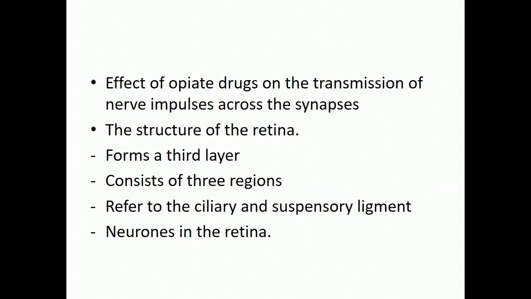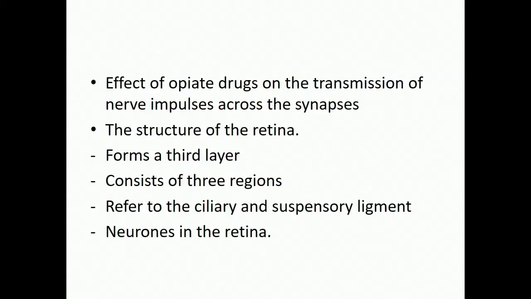We look at the effect of opiate drugs on the transmission of nerve impulses across the synapses. What are opiate drugs? Opiate drugs are drugs that slow down the transmission of nerve impulses and make you numb. These drugs can be used, for example, in surgery, or when the doctor wants you to sleep, so that you don't feel the pain when they are carrying out certain surgical procedures. So they slow down the transmission of nerve impulses. That is the effect that they have.